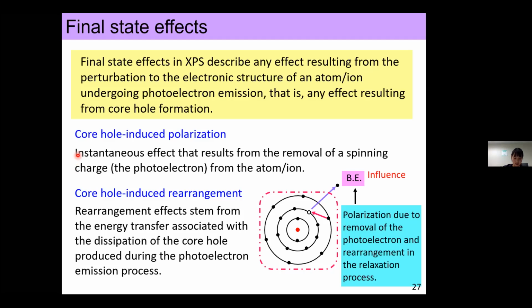This not only results in an electrostatic effect, but also in a magnetic effect. This can influence the recorded binding energy in many different ways. On the other hand, core hole-induced rearrangement effects stem from the energy transfer associated with the dissipation of the core hole during the photoelectron emission process. These two things influence the binding energy of the photoelectron.